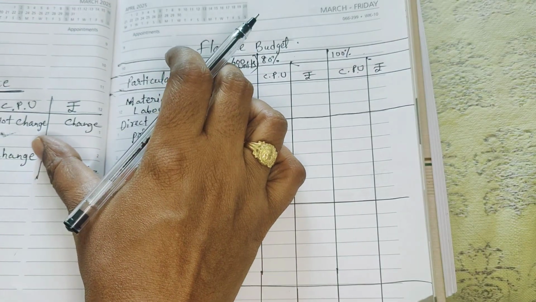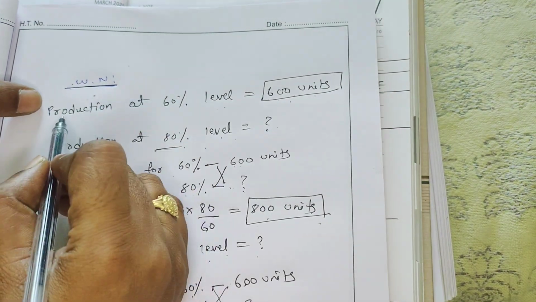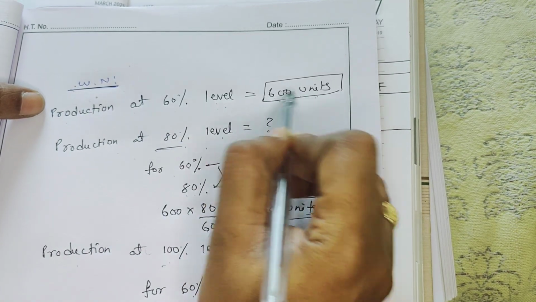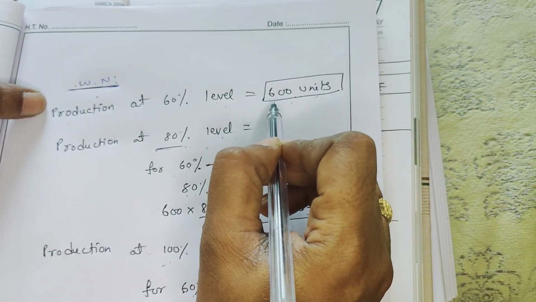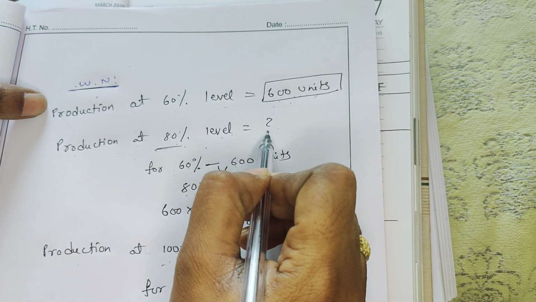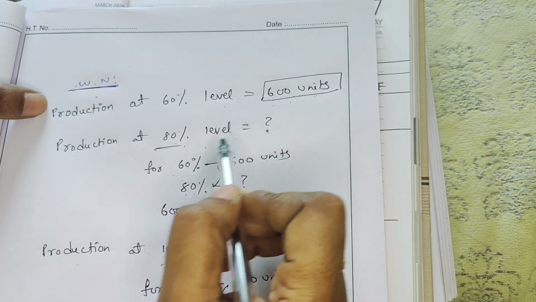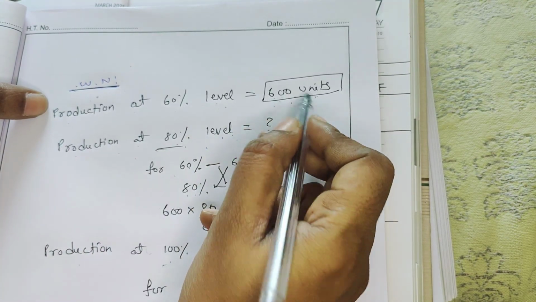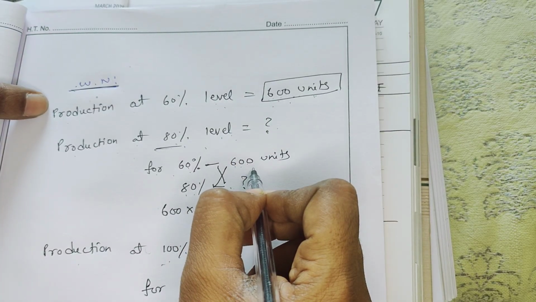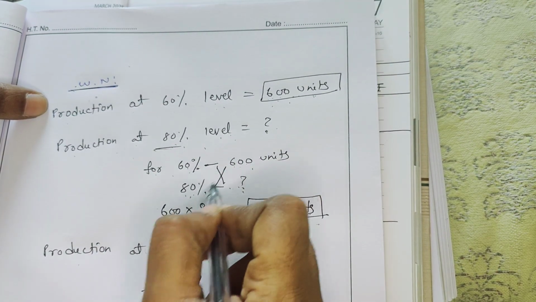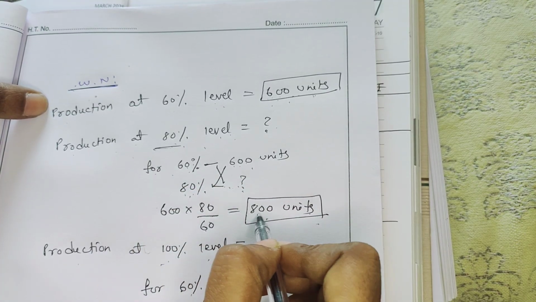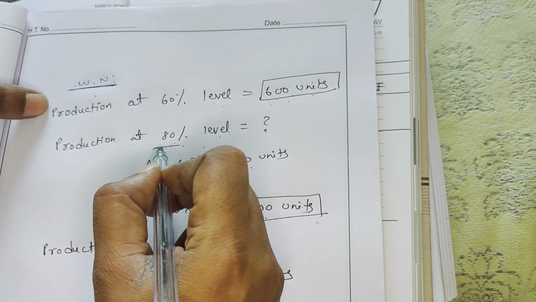See, in the working notes, production at 60% level, 600 units. So these 600 units are given in the problem itself. Production at 80% level, there is no number of units. We need to find out with the help of 600 units. So for 60% capacity, 600 units are there. Find out for 80% level. Cross multiplication, 600 into 80 divided by 60, you will get 800 units at 80% level.